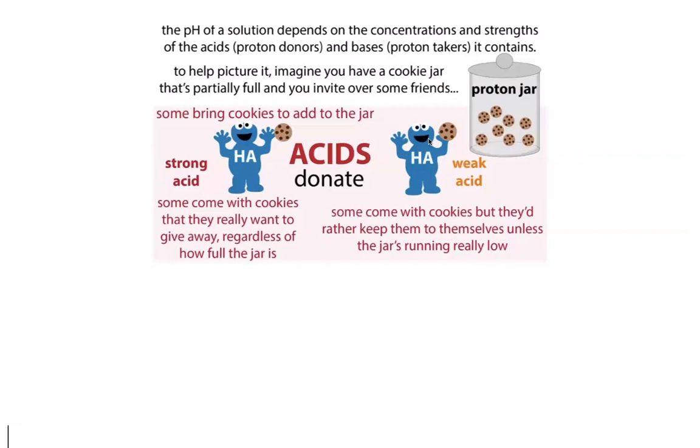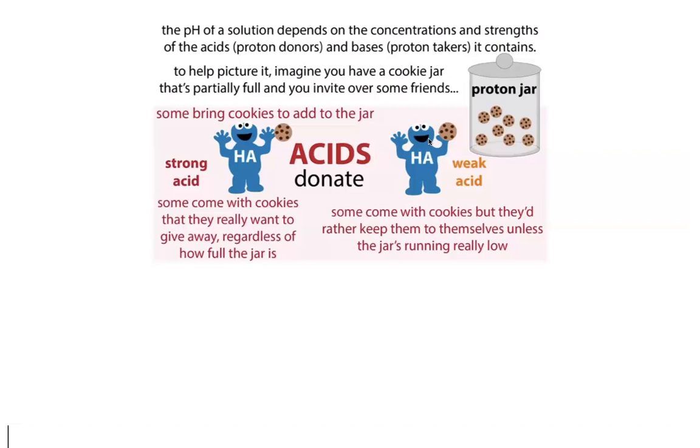Really, what's happening is that if you have a stronger acid, it's going to be less likely to hold on to that proton. It's less likely to hold on to that cookie. But what's going to happen is that with higher proton availability, when your jar is fuller, when your pH is lower, there's going to be lots of cookies around, so that if it drops its cookie, you can find another cookie. But if that jar is pretty empty, then if it drops its cookie, it can't really find another cookie very easily.